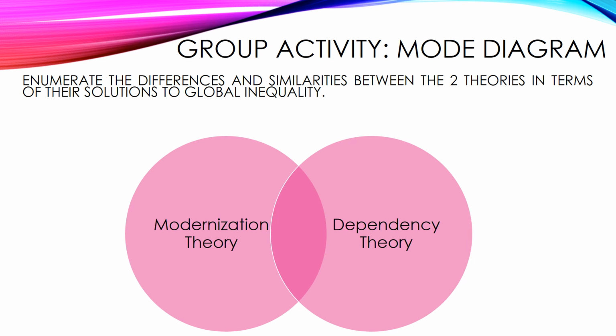Now, let's proceed to our main activities, having discussed and explained what we need to. In this diagram, enumerate the differences and similarities between the two theories in terms of their solutions to global inequality. The first diagram has modernization theory on the left and dependency theory on the right. So again, enumerate the differences and similarities between these two theories in terms of their solutions to global inequality.